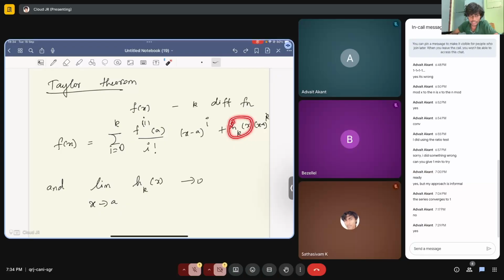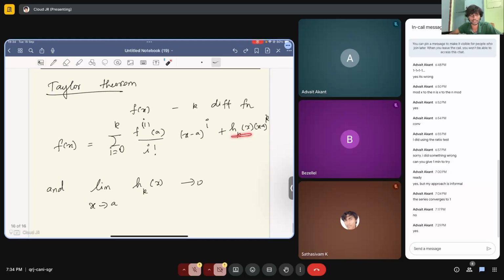And this h of x, he just tells there exists a function h of x, and of course there are other theorems which tell you what the h of x is, but those are not very important for the purposes that we are doing. But one can give the explicit formula for this remainder, at least in some sense. Okay.